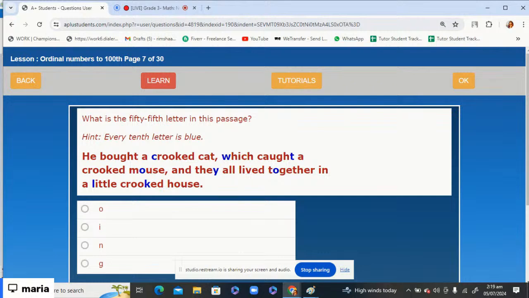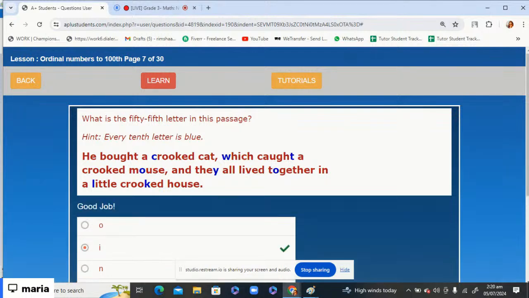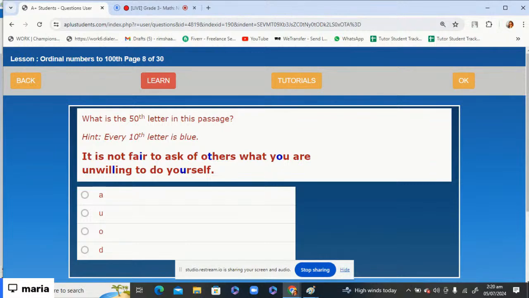It's E? No. Check it again. It's the 55th letter. Okay, one said it's I. My answer is also I. So let's move on with that one. Yes, it's I.